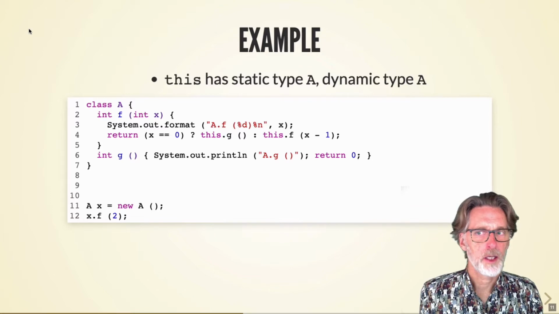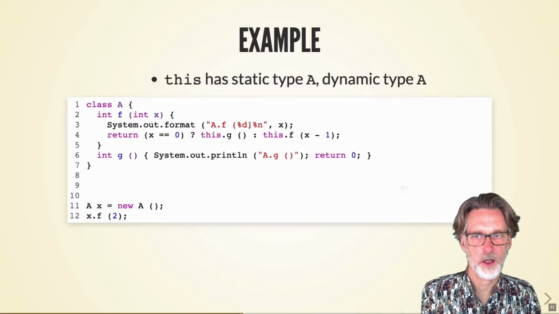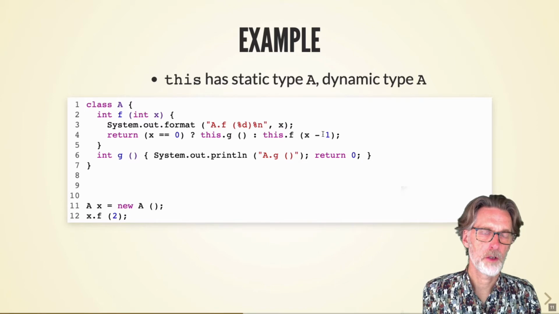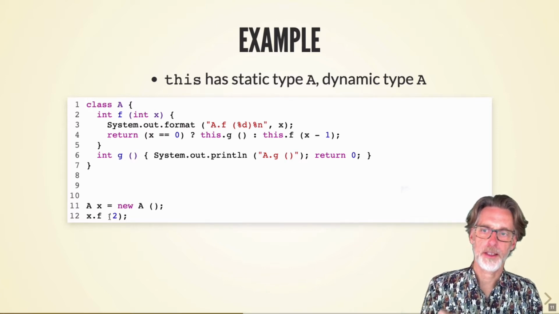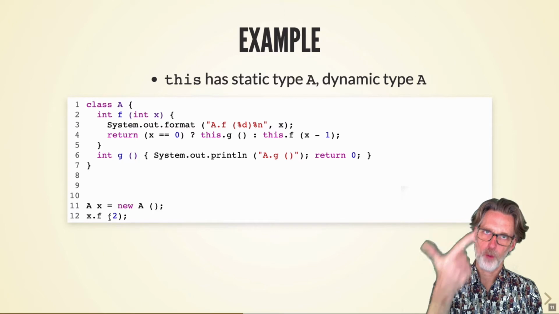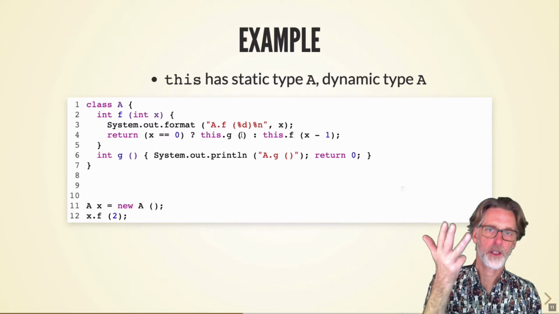So let's just start off with a simple animal class here. We'll have two methods, f and g. And f is going to be recursive. And what we're going to do here is print out f with its argument. And then if the argument is 0, we will call g. Otherwise, we'll call this recursively, reducing the argument by 1. And you can see g here just prints itself out. So if I create an object of this class and invoke f, I expect f2, f1, f0 to be printed, and then we'll just print g.